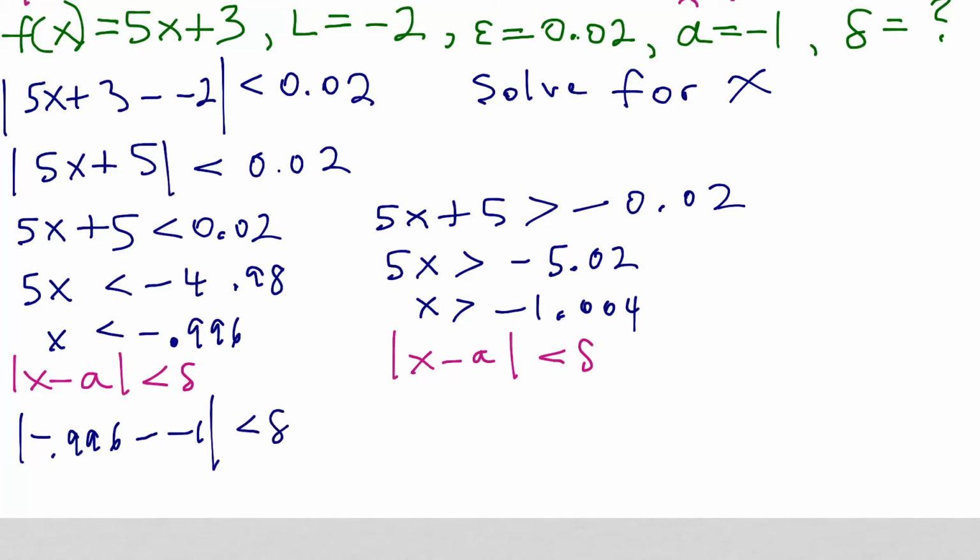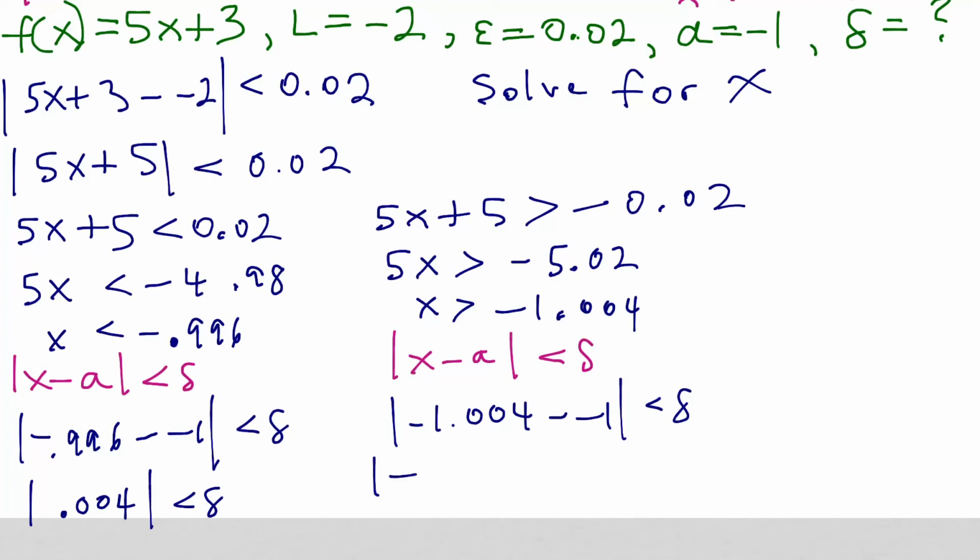And let's do this one over here. We've got negative 1.004. A is negative 1. All right, so let's get that number inside for both of these sides. This one's going to be positive 0.004. This one's going to be negative.